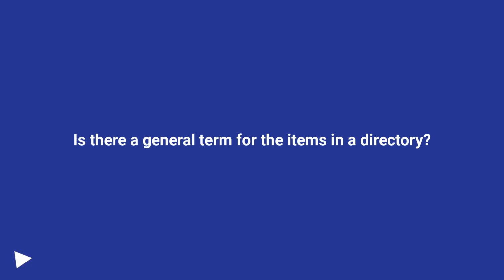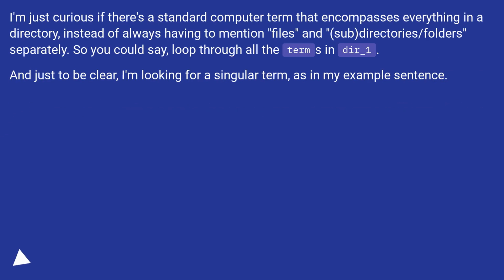Is there a general term for the items in a directory? I'm just curious if there's a standard computer term that encompasses everything in a directory, instead of always having to mention files and subdirectories/folders separately. So you could say, loop through all the terms in dir_1. And just to be clear, I'm looking for a singular term, as in my example sentence.